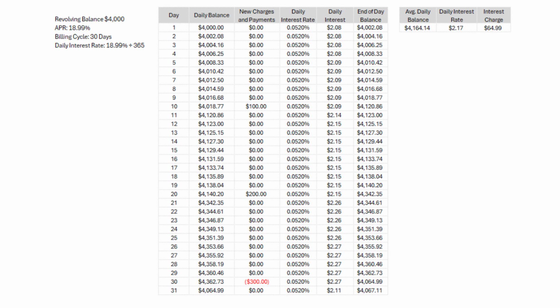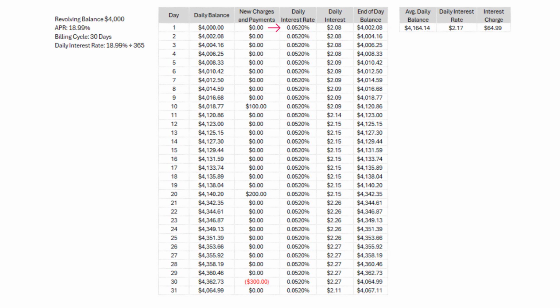On day 30, a payment of $300 is made. However, the payment is applied to the end-of-day balance after the daily interest charge is calculated. Since day 30 is the end of the billing cycle, the average daily balance is calculated by summing the daily balances from day 1 to day 30 and dividing the result by 30 days. This equals $4,164.14.